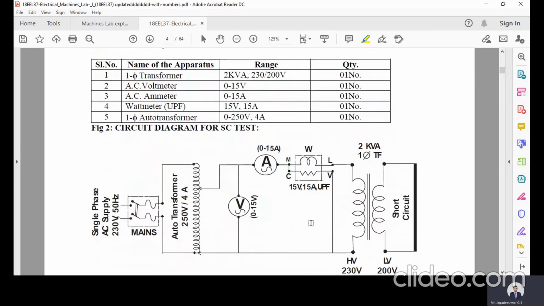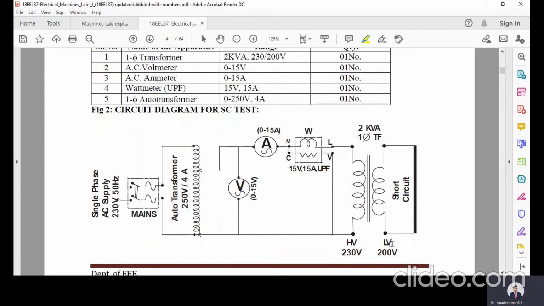Here again, the LV winding has to be shorted. As you can see here, the LV winding is shorted. Again, through the auto transformer, I will give the input through the ammeter and voltmeter. Here you can see the wattmeter. In this case, we'll use a UPF wattmeter, 15 volts, 15 amperes. Accordingly, you have to calculate the wattmeter constant. So I will show you how to calculate the wattmeter constant afterwards.